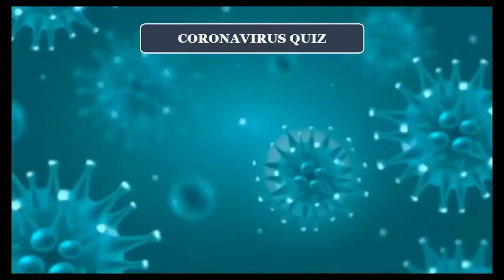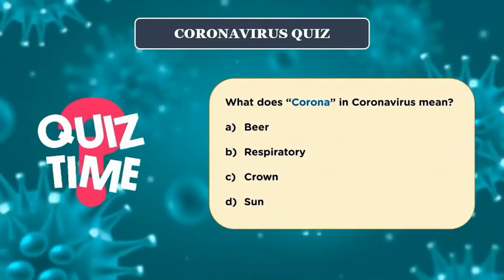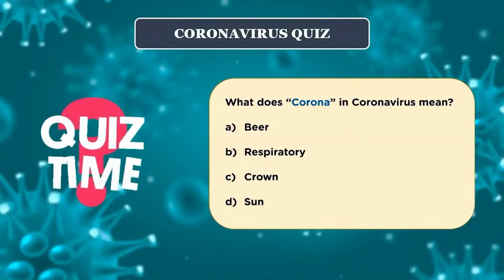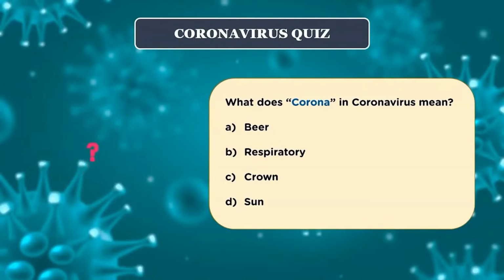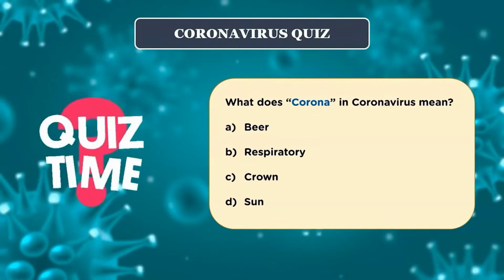Quiz time. Now let's see our first quiz in this project. What does corona in coronavirus mean? Here are the options. Is it A. beer, B. respiratory, is it C. crown, or is it D. sun?